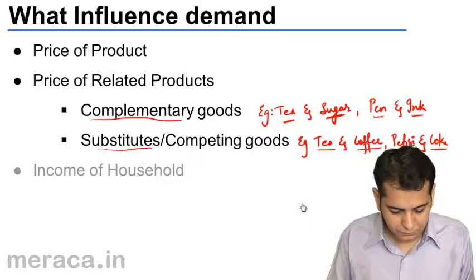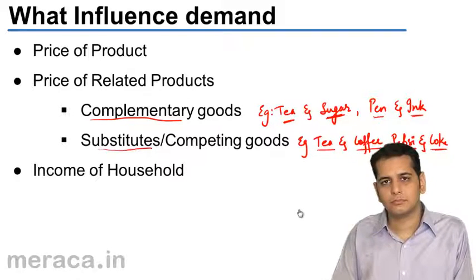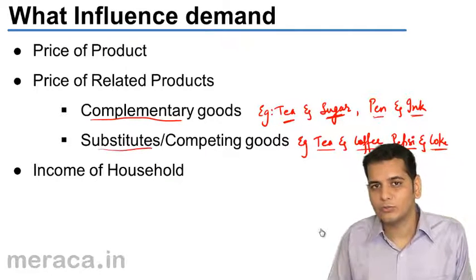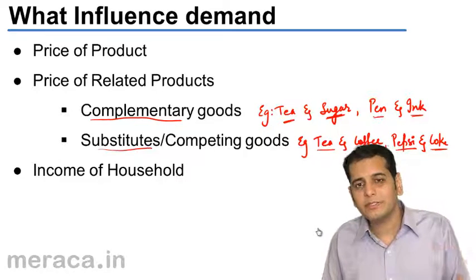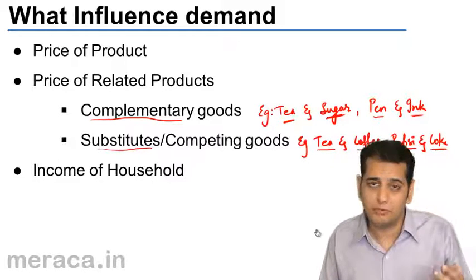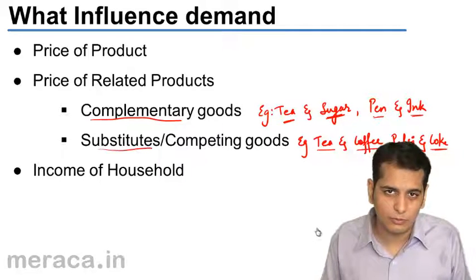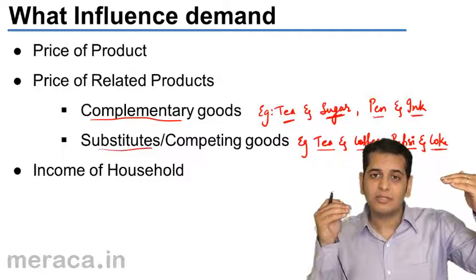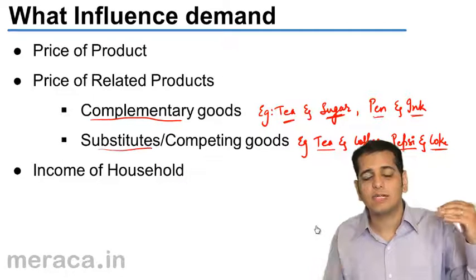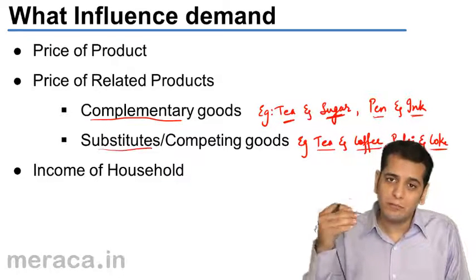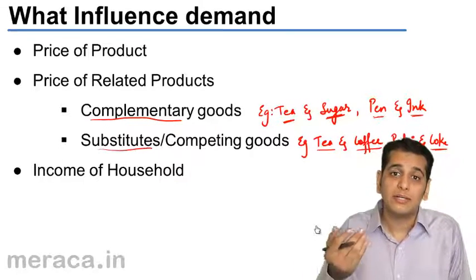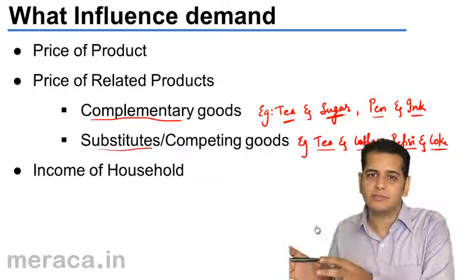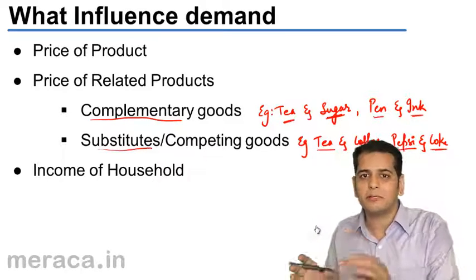Next point, income of the household. Now, we've already discussed this thing, income of the household. More would be the income of the household, more would be the demand for goods, more would be the consumption of goods. As the income of the household rises, his consumption level also rises. As the person starts earning more and more, he tends to spend more and more. In short, he tends to demand more and more. So, his income directly affects demand. His income directly determines demand.